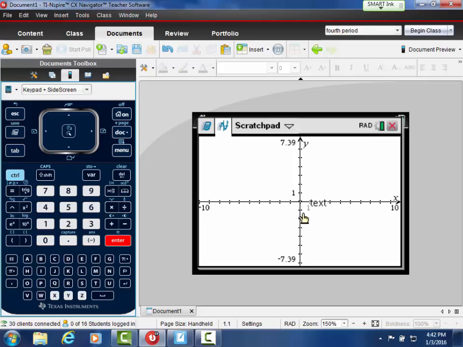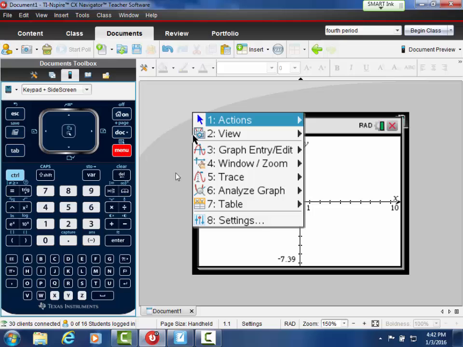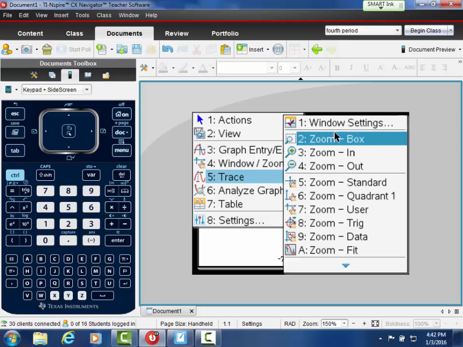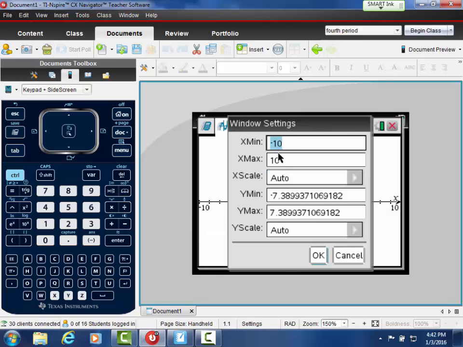Okay. No, it doesn't show up on the screen, and that's because 15x plus 600 means our y-intercept is at 600. That's going to be way off our screen, right? So we could go to our window, and we could reset our windows, right?